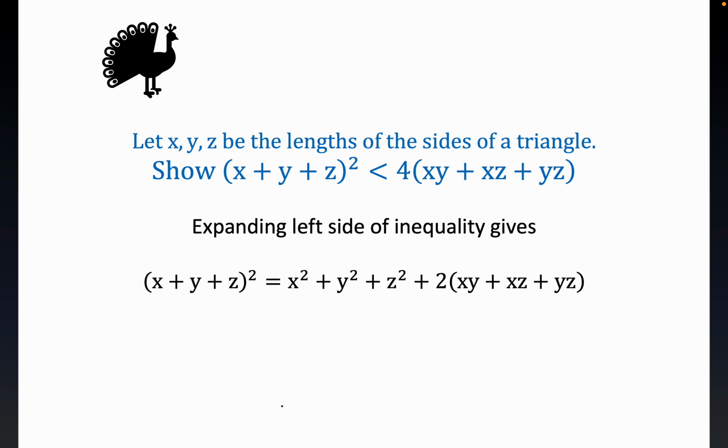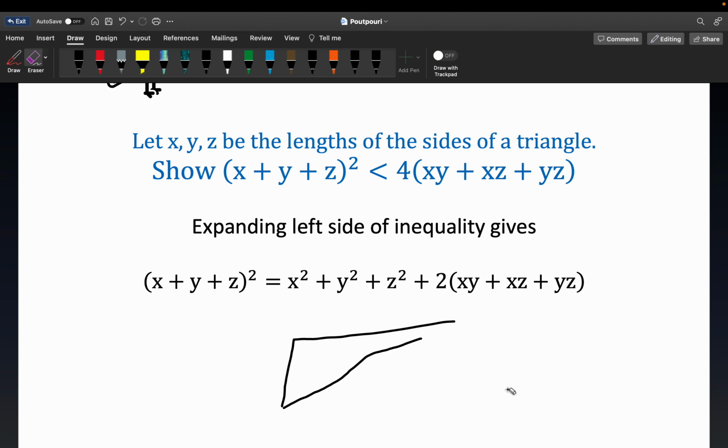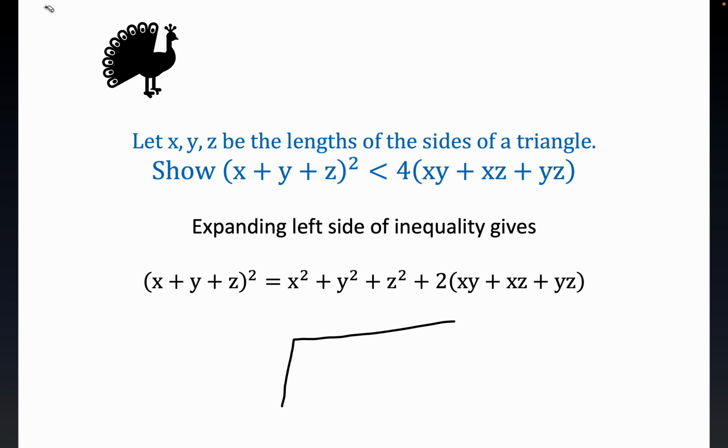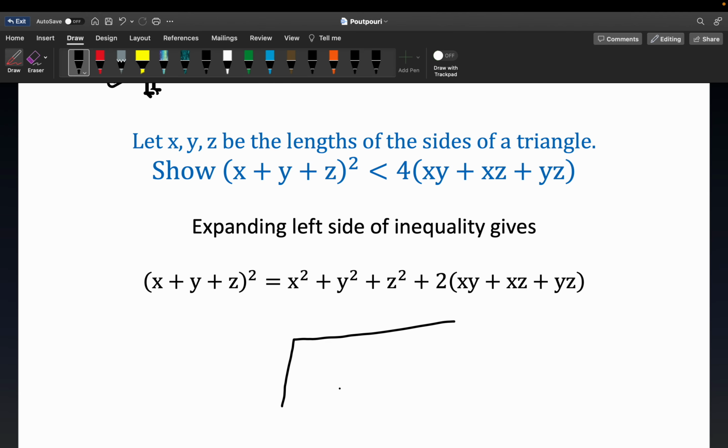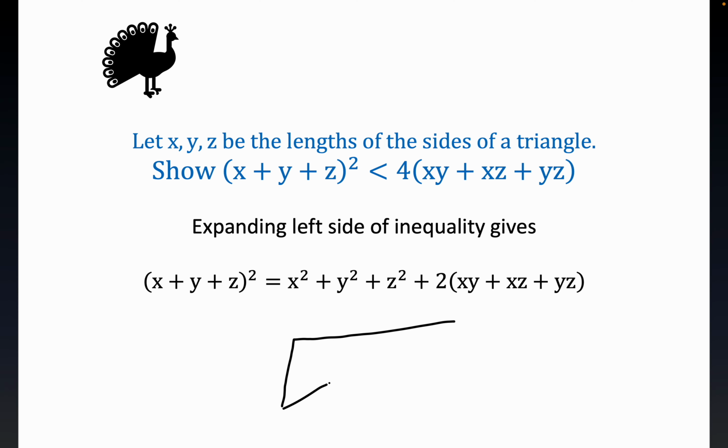Hey everybody, we have an inequality that we're trying to establish, and the three values in this inequality are the lengths of the sides of a triangle. So let me get a triangle drawn here, a better one than that. Okay, we'll have to live with that. That's our triangle. Now let's call this side X, this side Y, and this side Z.